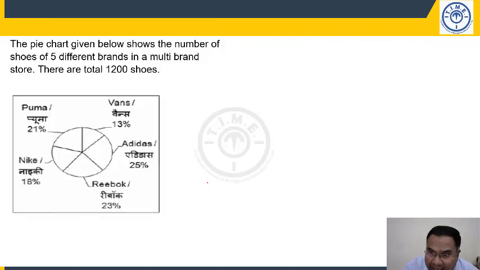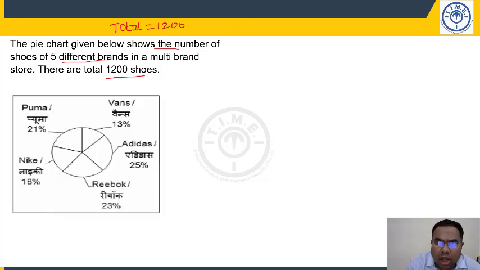Now let us take up question number 9 to 12. These are based on your pie charts, right? So here the pie chart given below shows the number of shoes of 5 different brands in a multi-brand store. The total is 1200 shoes. So total are 1200.